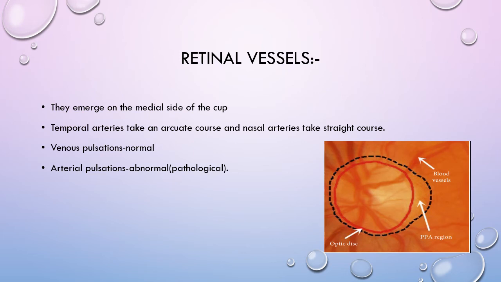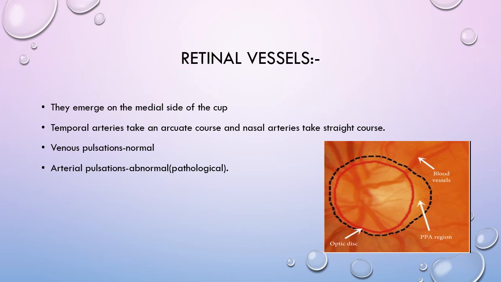Veins show pulsations. Veins are larger in caliber and darker violet or bluish in color. Arteries are smaller in diameter and have a central reflex passing through. Veins normally show pulsations, or if you press over the globe, you can better appreciate the pulsations. That is physiological. Loss of pulsations may indicate early papilledema. Arterial pulsations are of course abnormal.